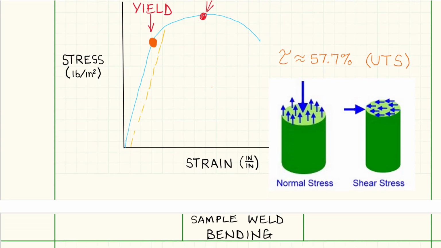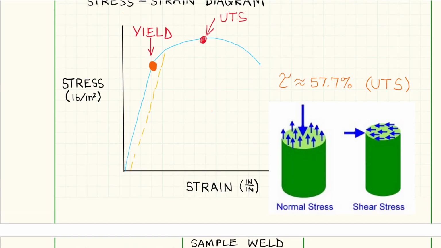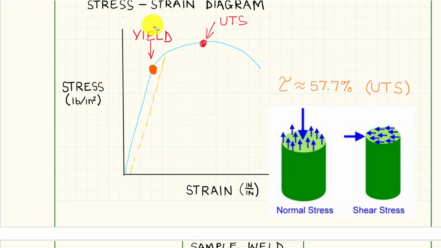Now let's do a quick review a little bit about strengths or material science here. We talk about stress strain diagrams, and stress we can plot on this axis is typically in PSI. Strain usually is unitless, but it's an inch per inch. A lot of times we reference that, but that's the change in length versus the original length.